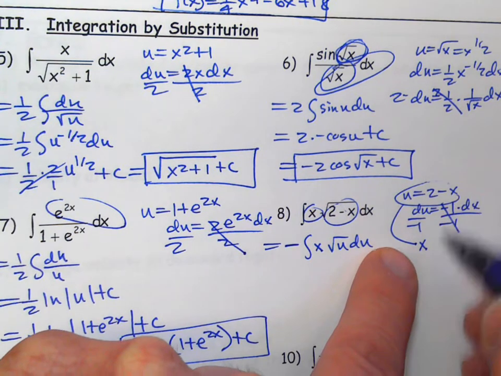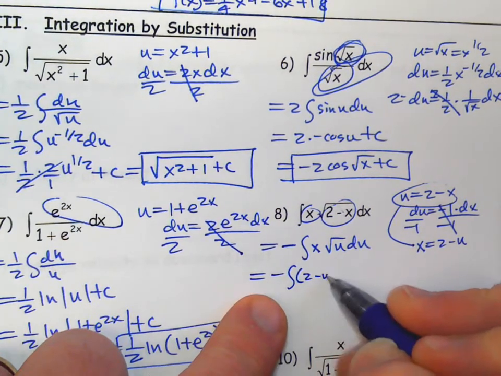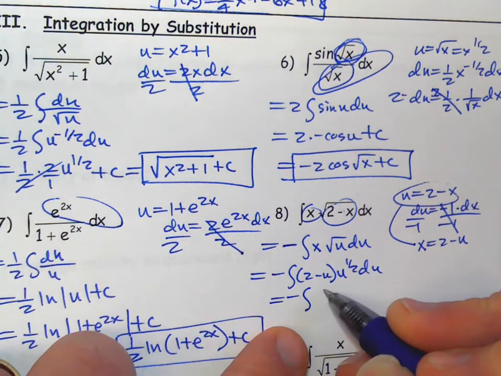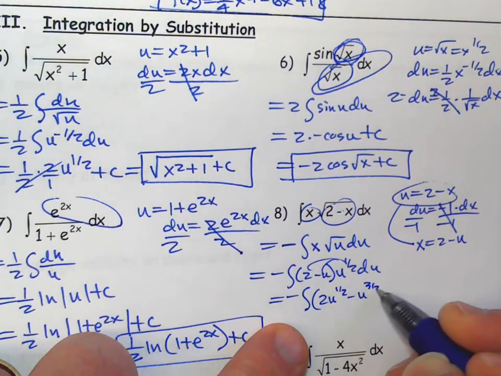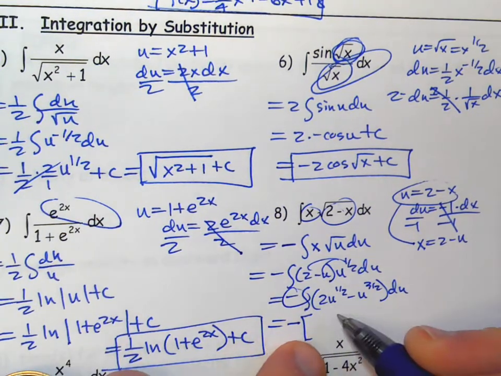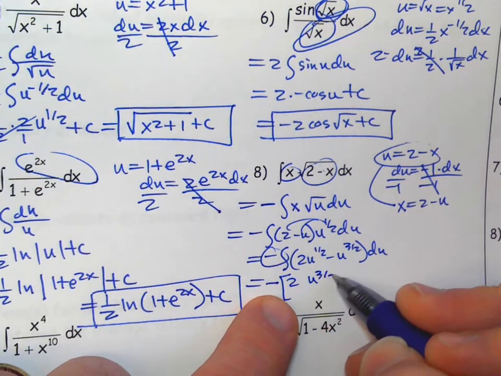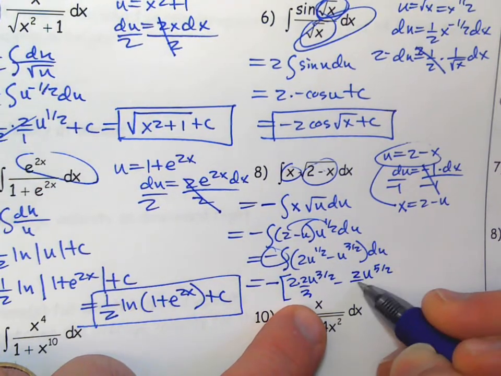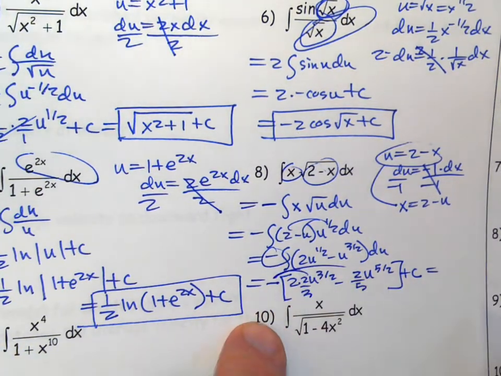So x equals 2 minus u. So I'm going to rewrite this 2 minus u. I'm going to write the square root of u as u to the 1/2. And so then I'm going to distribute this in. So it's 2u to the 1/2 minus u to the 3/2. So then that's going to be negative. Now, we got to distribute this negative to everything. You can do it while you're doing it, or you could wait and put some grouping symbols outside. It's going to be u to the 3/2 divided by the new exponent, u to the 5/2 divided by the new exponent plus c. Okay, and then we got to distribute this negative, and we got to change the u's back to x.